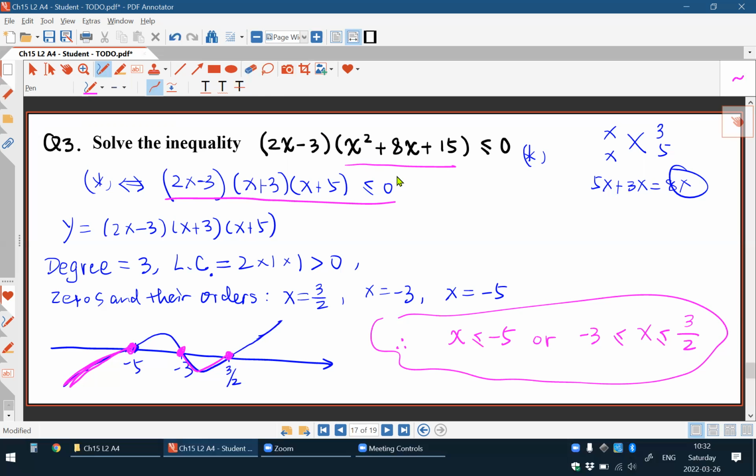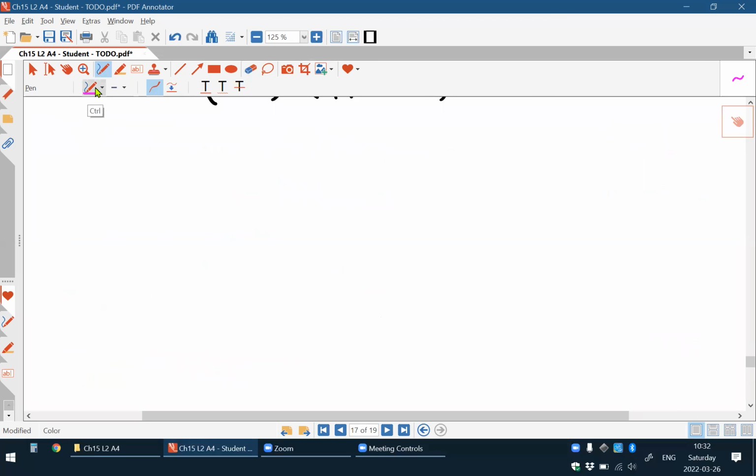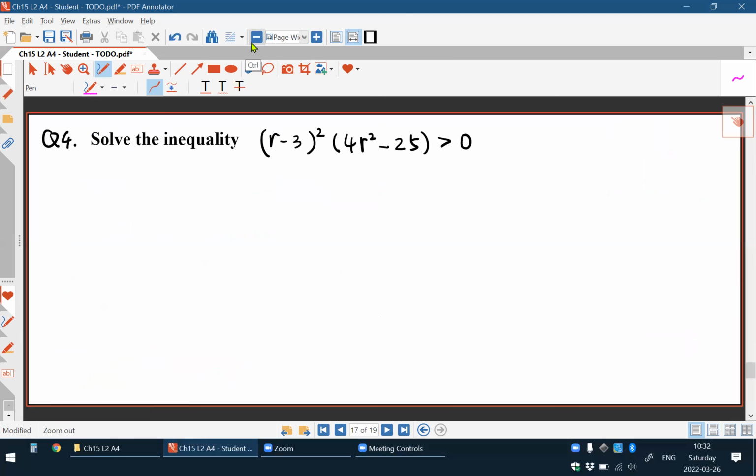All right, next one. Okay, next one. Okay, this expression. Okay, the first expression is in a factored form already, right? And the next one is not in a factored form. Probably we can factor this as well, right?